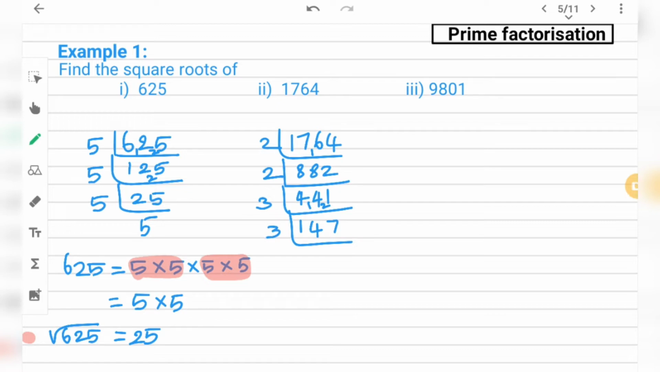In 14, how many 3's are there? 4. Right? The remaining is 2. So 27. That is 9 times. Now I am having 49.